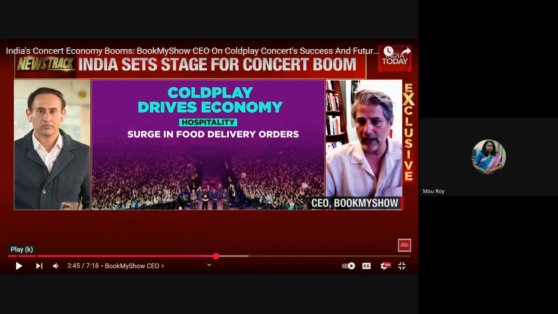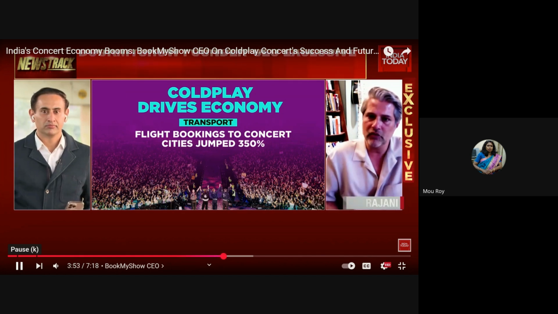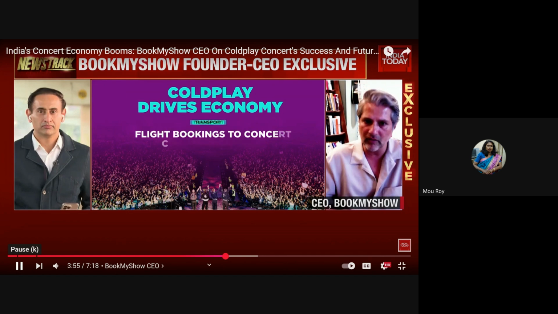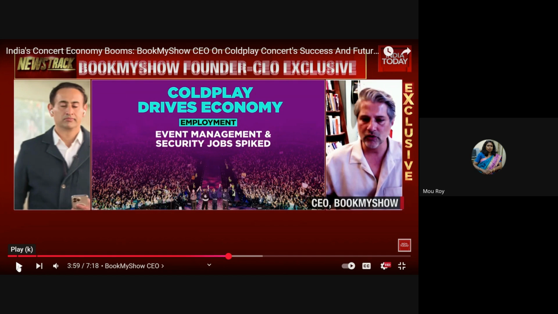And adding extra trains from Bombay and Bangalore, and the local train which we added for the Navi Mumbai concert, just added that much more ease. Even management and security jobs spiked. People also, because they needed assistance from youngsters, many of them wanted to be part-time employees of the event management company.